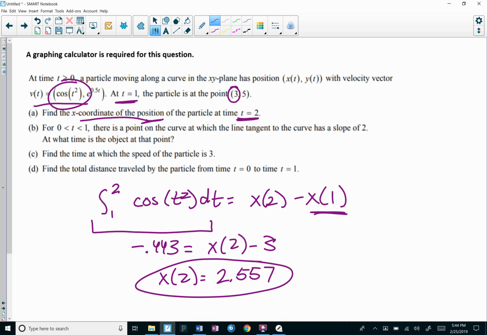2.557. Okay, part A was worth 3 points. I can't believe that. Okay, 1 for the integral, 1 for using your initial condition, and 1 for the answer. That's pretty crazy. That's an easy 3 points.